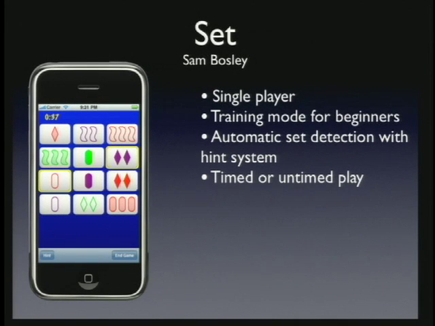Hey everybody, I'm Sam. A lot of you may be familiar with the card game Set. For those of you who aren't, it's basically a pattern-finding card game where every card has 4 attributes: shape, number, color, and shading. And you have to find sets of 3 cards where, for each attribute considered separately, all 3 cards are the same, or all 3 cards are different.